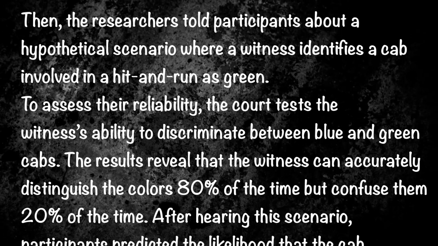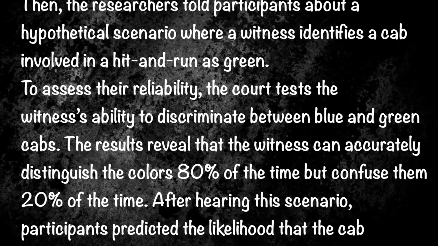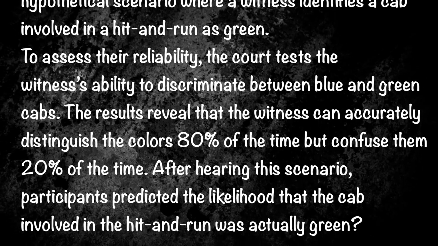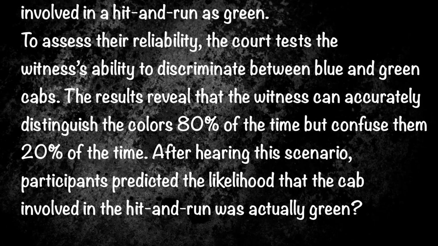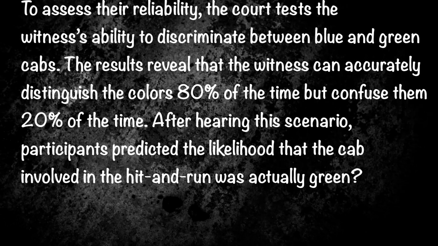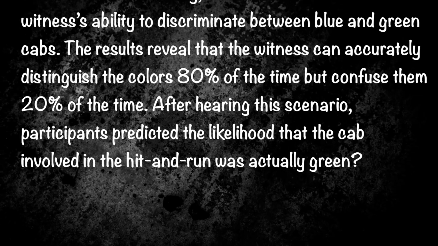To assess their reliability, the court tests the witness' ability to discriminate between blue and green cabs. The results reveal that the witness can accurately distinguish the color 80% of the time and confuses them 20% of the time. After hearing the scenario, participants predicted the likelihood that the cab involved in the hit and run was actually green. Now, what do you think is the answer and what is the base rate?